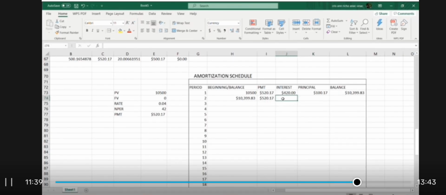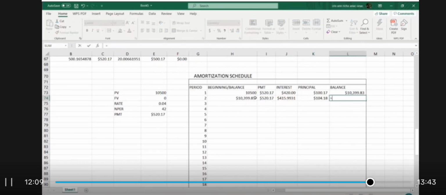So our interest will be taken from our beginning balance. Okay, equals beginning balance multiplied by our interest rate, which is 0.04, also with dollar signs, then enter. Then this will be our interest. Next, to get our principal, our PMT minus the interest, enter. And then our balance, which is the beginning balance minus our principal, so this is 205.65.